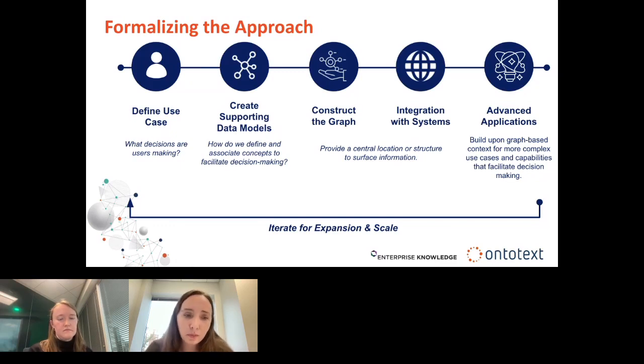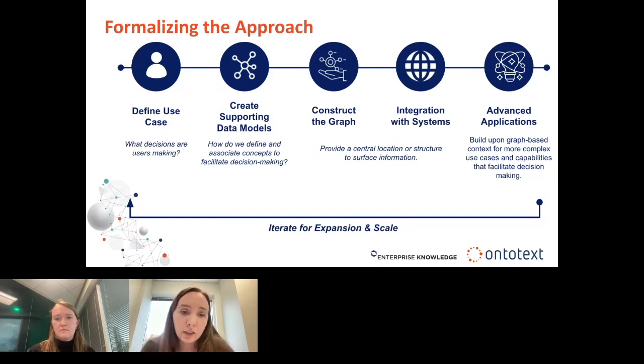The next is you want to create the supporting data models. You want to consider how to define and associate the concepts in your domain to really facilitate decision-making. As we've seen, the key value and time saver with graph is the ability to automatically connect information together and provide that additional context that we've been referring to throughout. So based on your identified domain and your use case, you want to design the taxonomy and ontology models that really meet the needs of the graph and match the language of the end users as well.